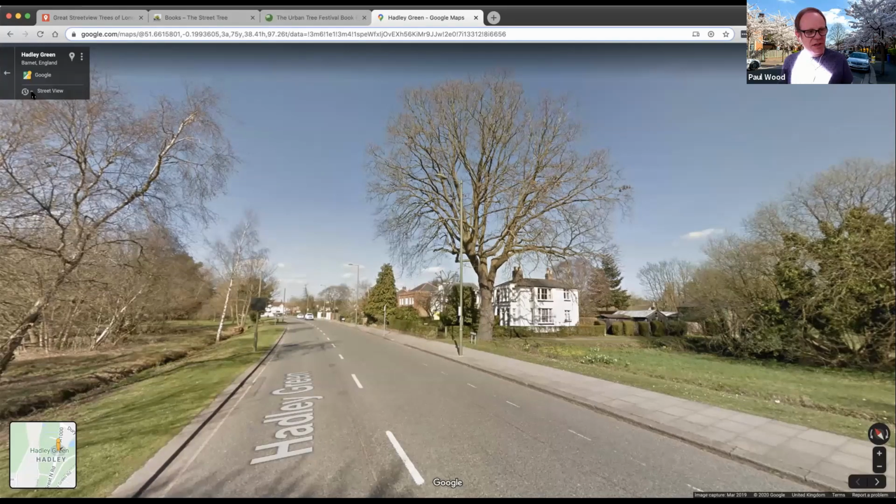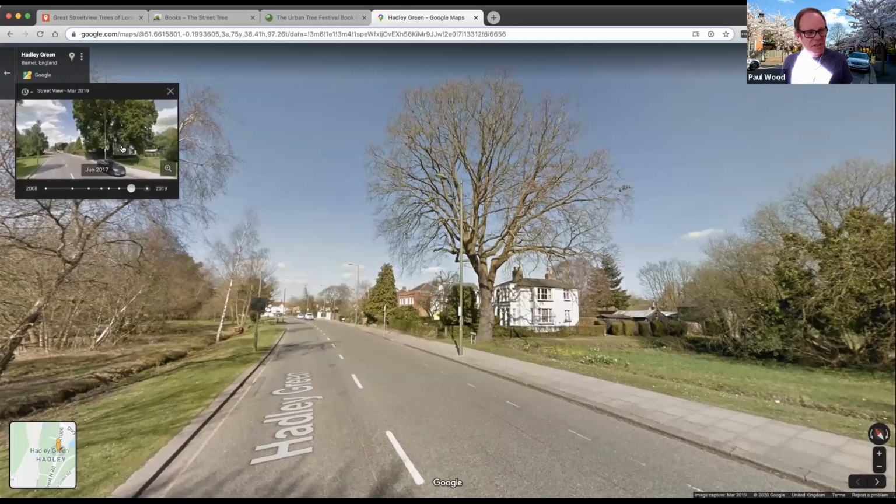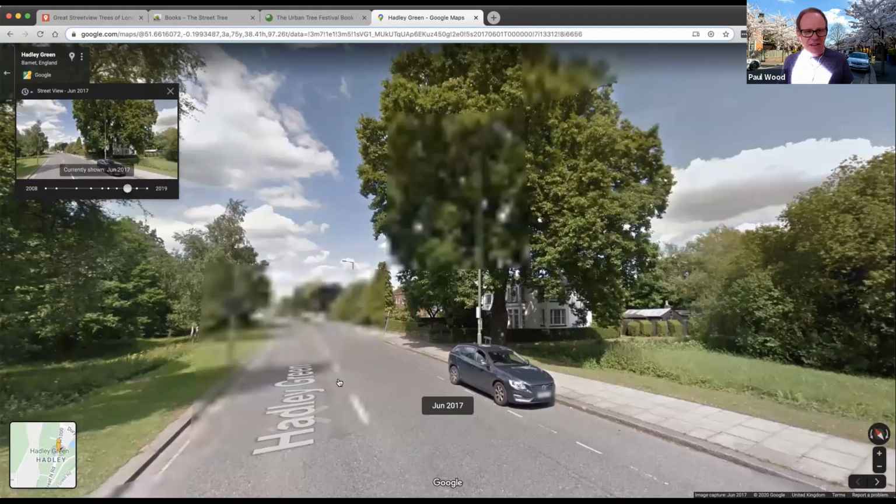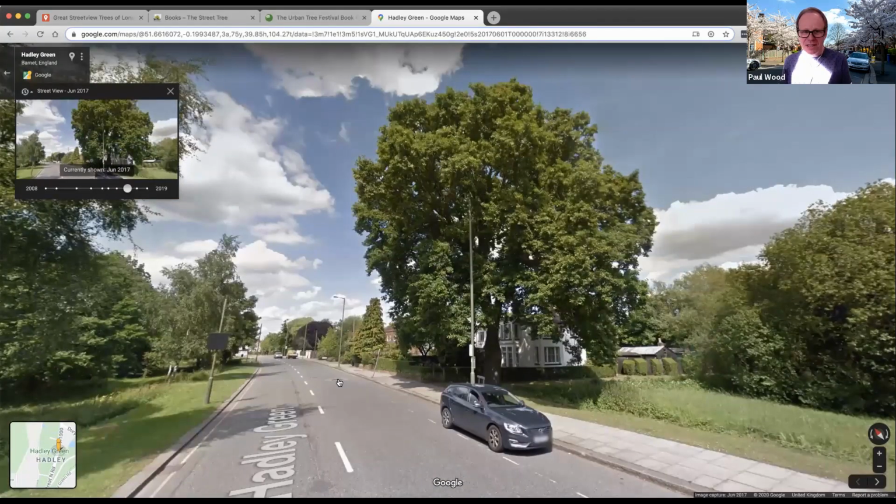So the beauty of Street View allows you to see it at different seasons. So that's in March 2019, and now we're going to June 2017. And you can see the splendor of this tree in its prime foliage.